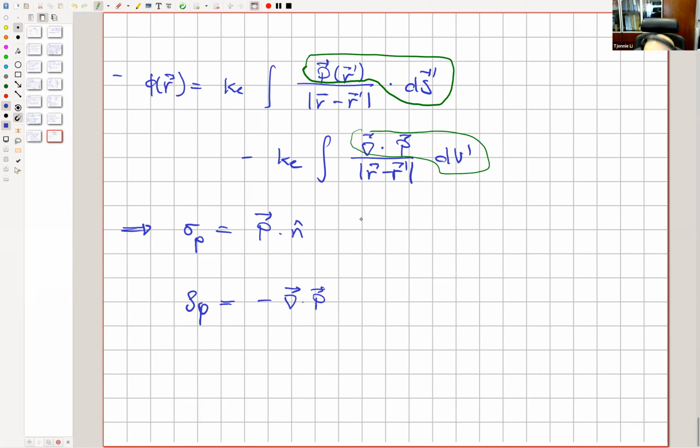Okay, so what does this mean? Okay, this means that we have induced surface and volume charge densities.